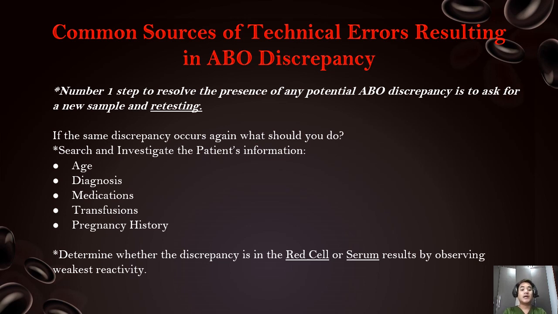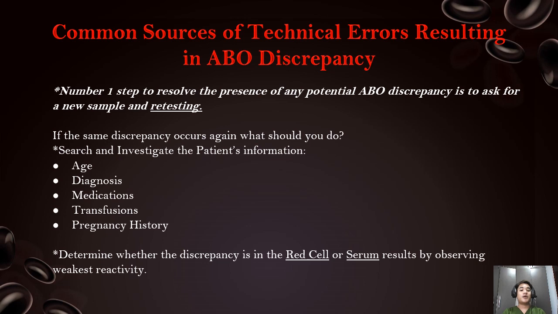Like number one is age. That should be the first one to investigate, followed by the diagnosis, medications, transfusions, and history of pregnancy, because any of these may have affected the ABO grouping. And then followed by determining whether the discrepancy was in the reverse or forward typing by observing the weakest reactivity. So, that is a very particular clue: when you observe the pattern of reactivity, the weakest one is the probable ABO discrepancy.